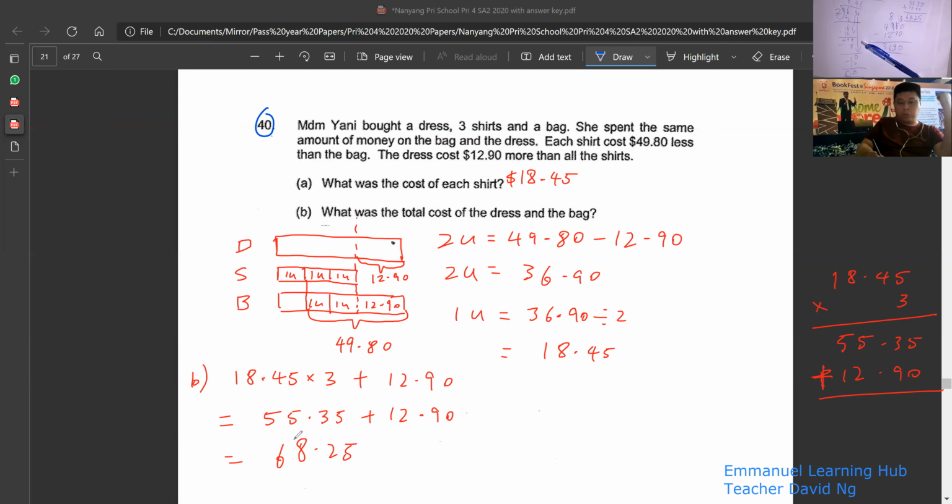Okay, is this the total cost of the dress and the bag? You see carefully. No, right? 68.25 is the cost for only the dress or the bag. Then what must you do? Plus the bag with the dress. Yeah, so the total cost, what must you do to find?